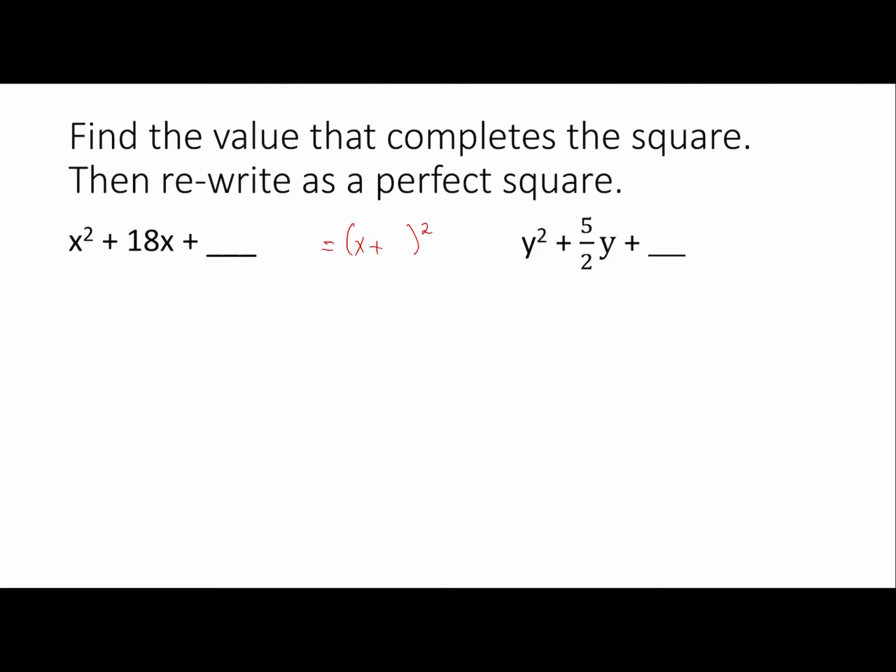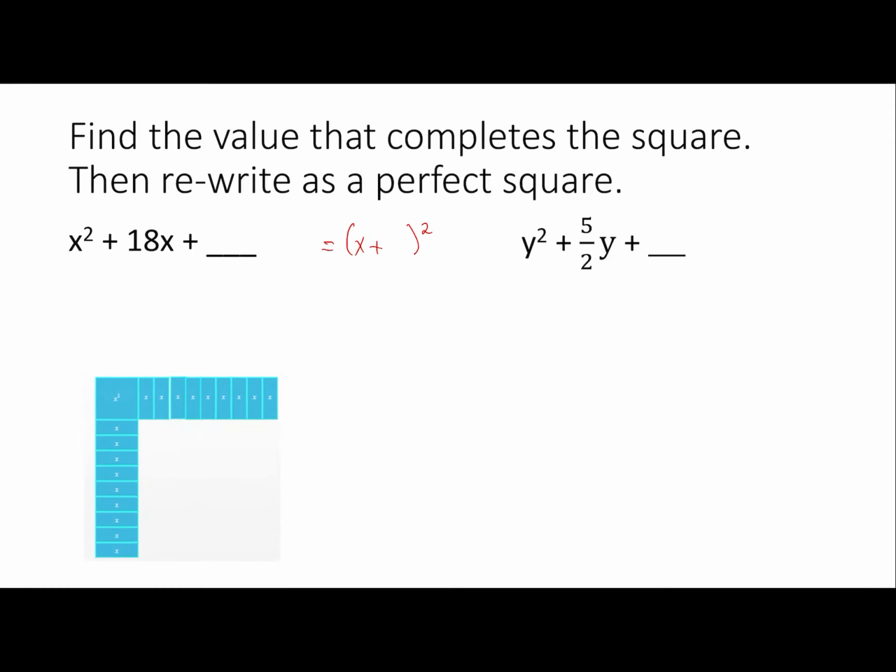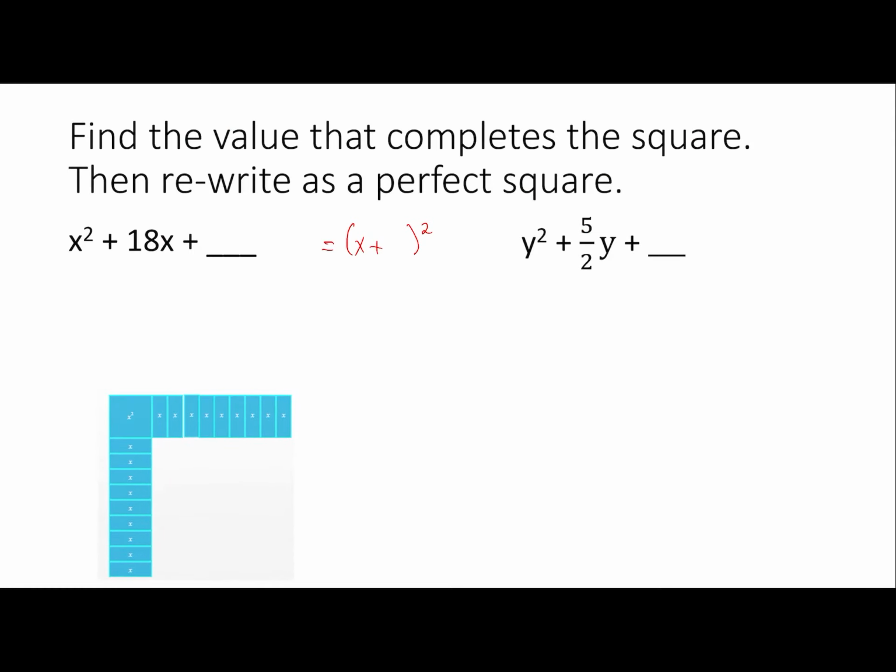So when we are working with these kinds of problems, what we're actually doing is making a perfect square, and that means that we need to take that 18x and we have to split it evenly into two different places. Put half on one side, on the right side of our x squared tile, and half below. So half of 18 is 9.